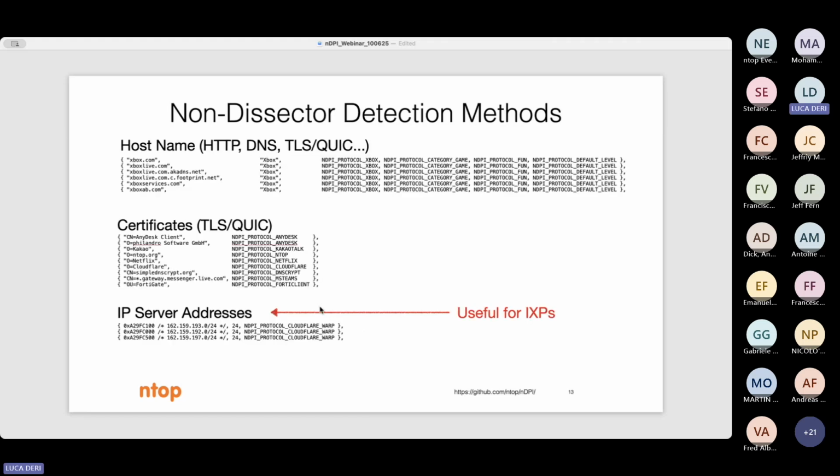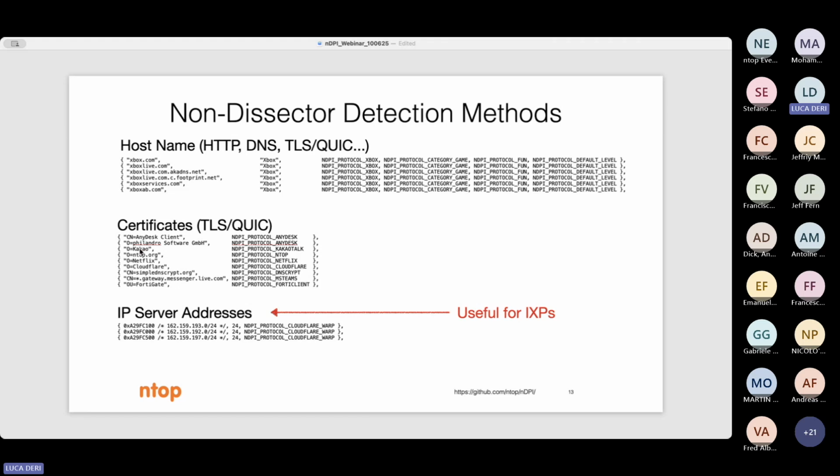In addition to dissecting protocols by looking at the payload, you can also sometimes do a different type of dissection based on other attributes. For instance, in this case, based on the host name. In this example, the Xbox protocol, the popular protocol used by Xbox devices, can be detected by looking at the host name. The host name is present in protocols such as HTTP or TLS, and nDPI extracts the name and matches it against the protocol.